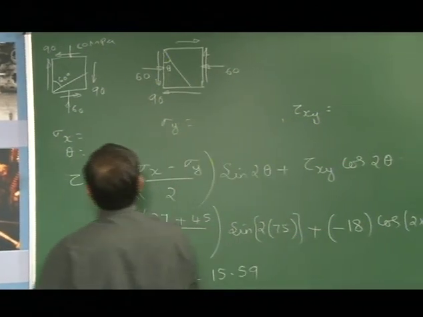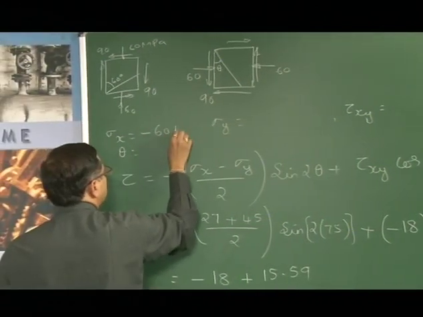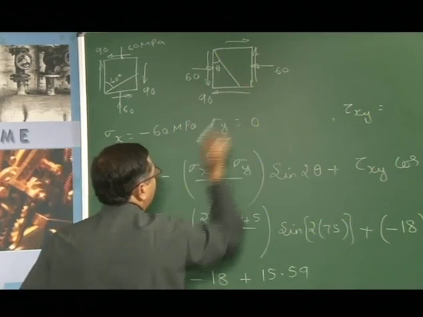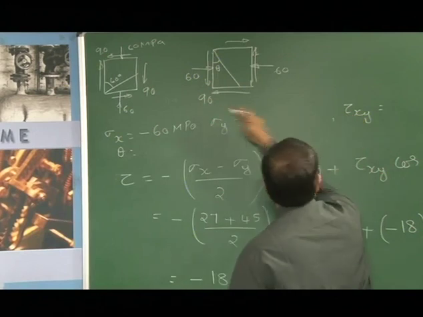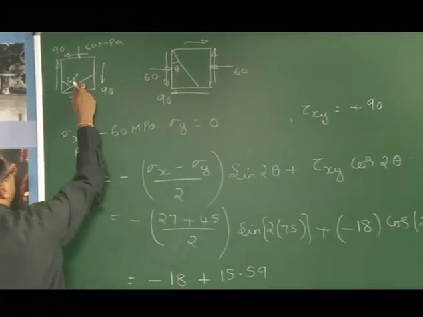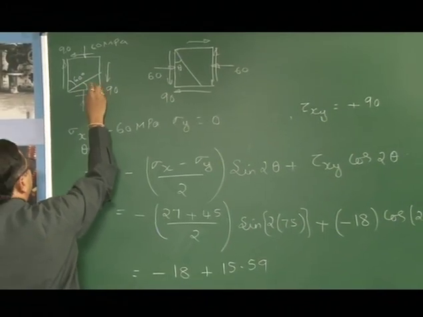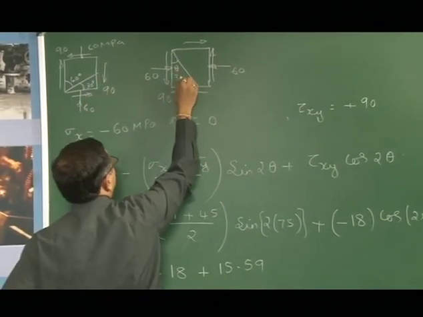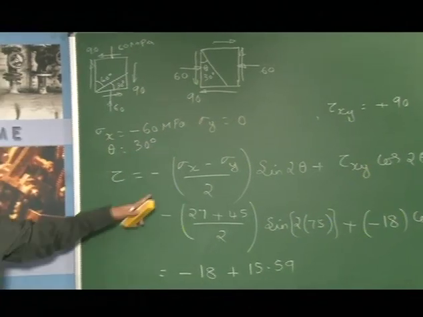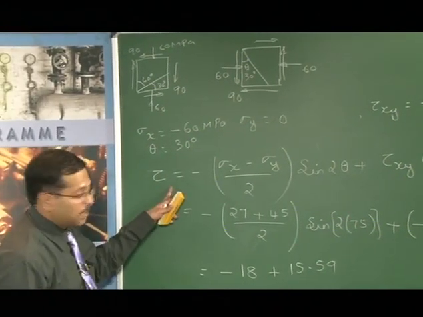Now if I take that and take these values, let us see what we are going to get. So sigma x is negative, minus 60 megapascals, sigma y for this case is 0. So tau xy is positive, plus 90, and the angle that we have here, theta, when I resolve this angle, would be 30 degrees. So this theta is 30 degrees. So substituting this, I would explain for this the shearing stress.